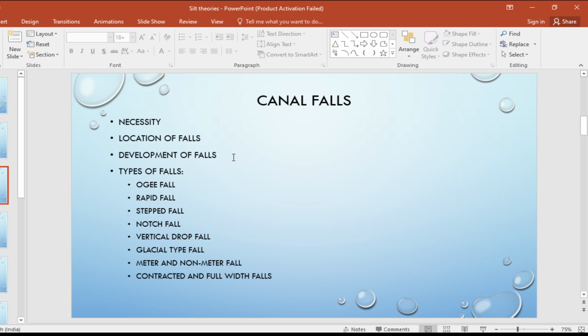Now, what are the different types of fall? The earlier types of falls are ogee fall, rapid fall, stepped fall, notch fall, vertical drop fall, glacis type falls, and these two, meter and non-meter and contracted and full width fall, are also categorized in types of falls. Okay. Now we'll see one by one. First, ogee fall.